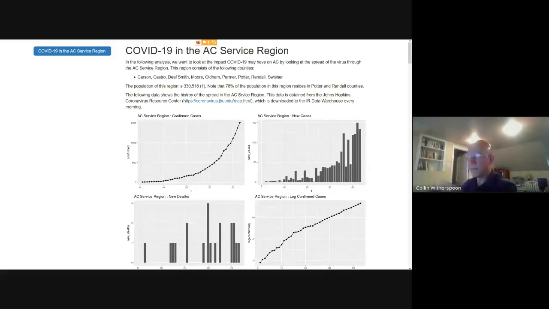Note that the population of this region is about 330,000 people, and 78% of that population resides in 2 counties, Potter and Randall.